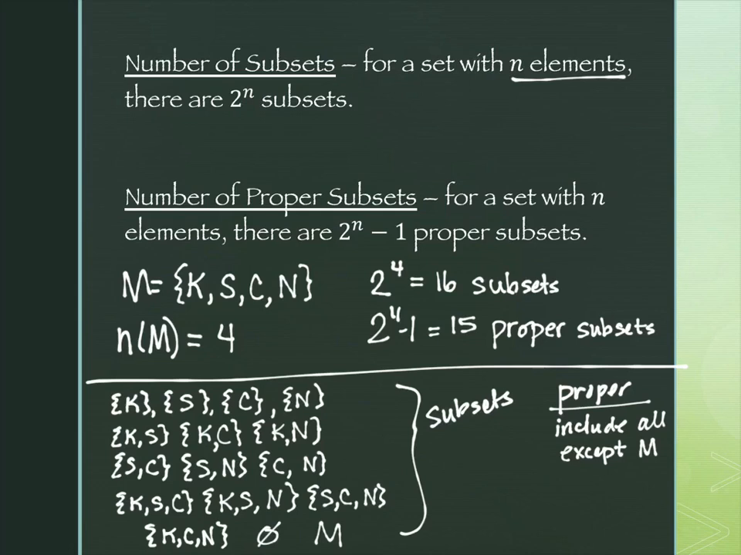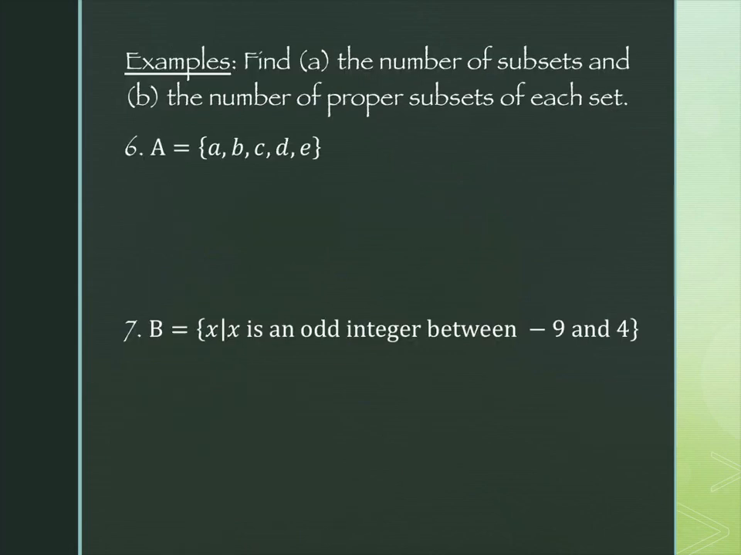All right, I think we have two examples then with numbers, okay? So this is what it means to talk about subsets. So we're going to do some examples with values. So on this one, set number 6, we have the universal set, or the set, we'll call it A. And we're supposed to find A, the number of subsets, and B, the number of proper subsets.